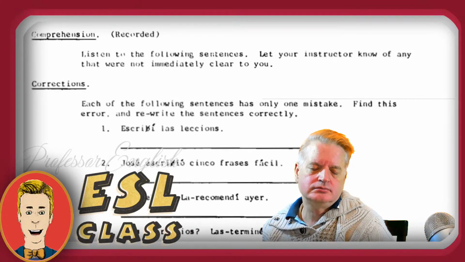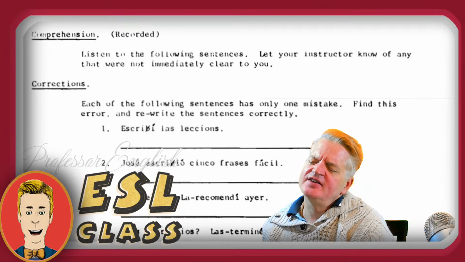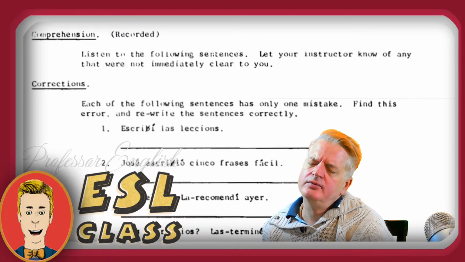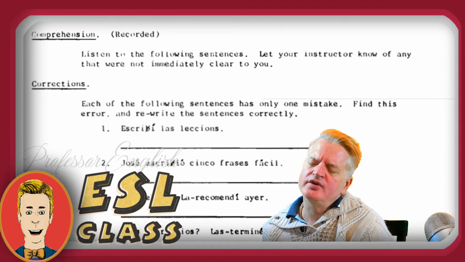Number 57. ¿La casada es alta? La casada es alta. The married one is tall. Number 58. ¿La casada era alta? La casada era alta. The married one was tall.